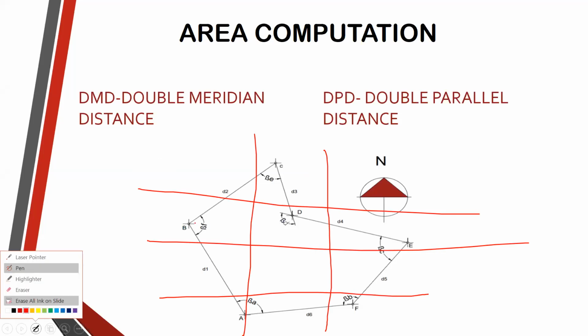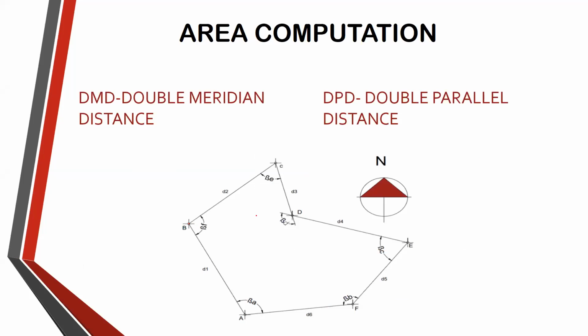Tapos, pwede rin naman natin gawin is by triangle. So, we just form a triangle. We all know the formula of a triangle, that is 1/2 times base times height. So, pag may base times height ka lang, it is easy for you to answer. Or meron rin tayong 1/2 ab sine theta with the use of the angle.